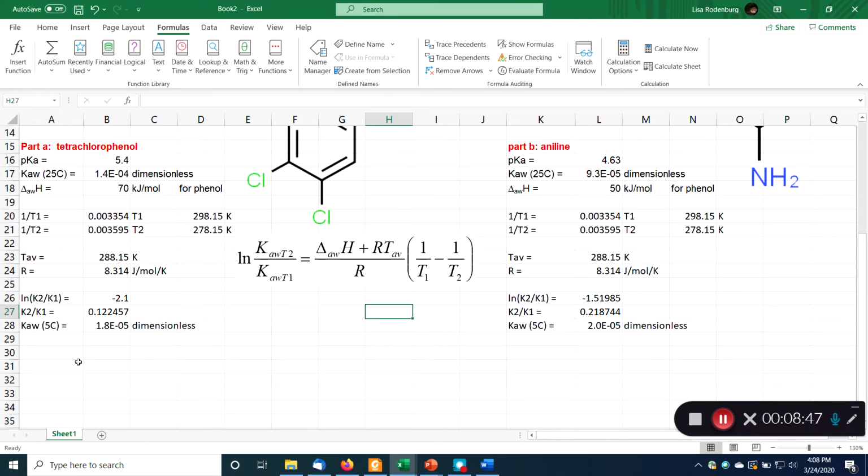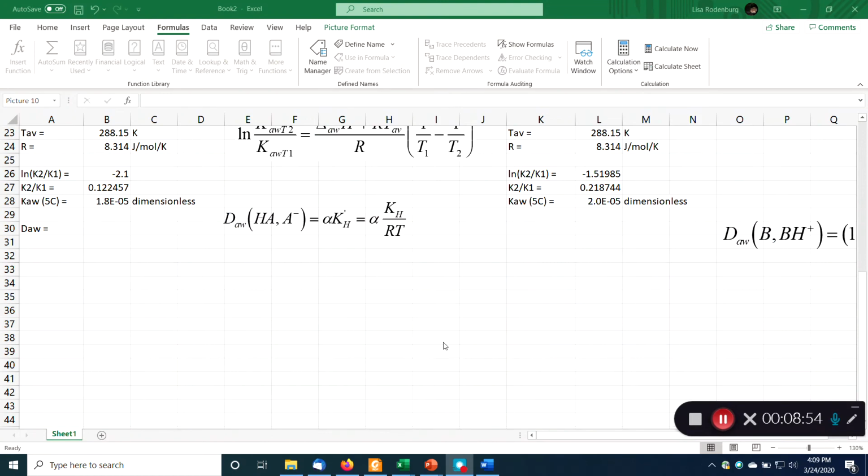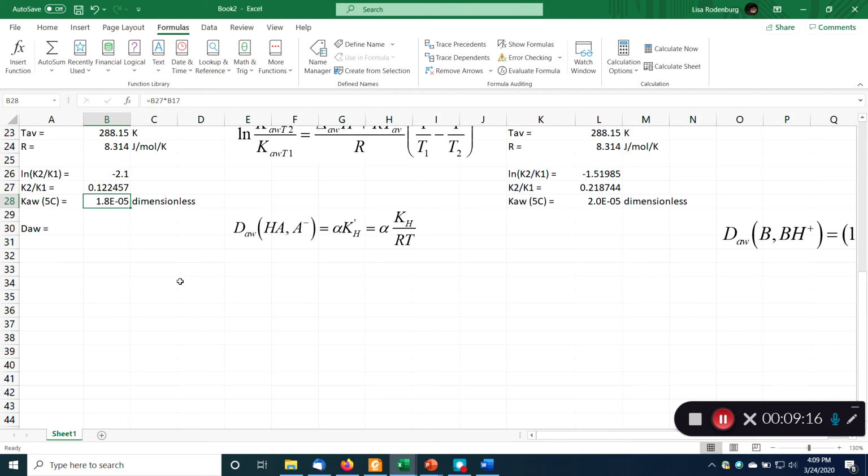Now we want to calculate our DAW, our distribution coefficients. Now, through the magic of television, I have made these equations magically appear. So our distribution coefficient for a compound that's an acid is just alpha times the Henry's law constant. And this is just the Henry's law constant with units divided by RT, so this right here would be the dimensionless Henry's law constant. So in other words, all we have to do is multiply this value times alpha to get DAW. But the question then becomes, what is alpha?